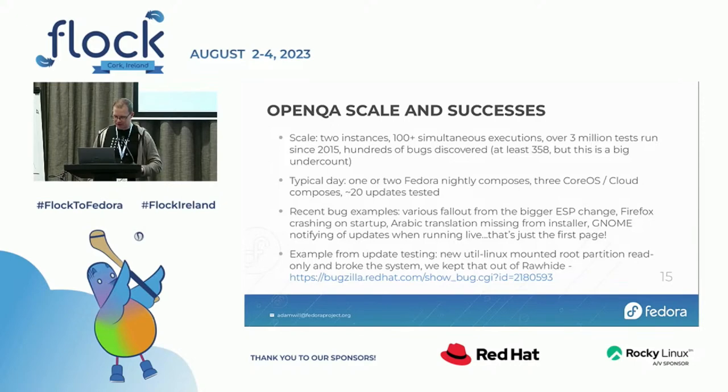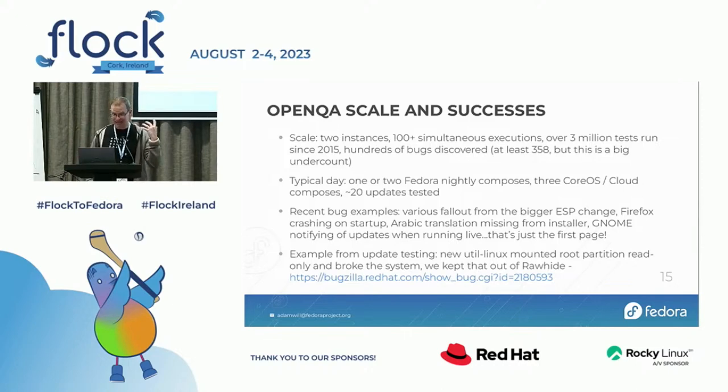This is recent as of DevConf a couple of months ago, but just some recent things that it found at that time. We had a change go into Fedora 39 to make the EFI system partition bigger, which broke a surprising amount of things, and OpenQA found most of them, and we were able to fix those. There was an update that made Firefox crash on startup, so we caught that, and that didn't ship to users and give them a broken Firefox. The Arabic translation just disappeared from the installer one day, so we caught that. Yeah, that was a fun one. GNOME was notifying of updates when running live, which is something it's not supposed to do. When you're running live, we don't want you to try and install updates because it'll try and install them to memory and the whole thing will hang. So it's specifically not supposed to do that, and we caught that and fixed it.